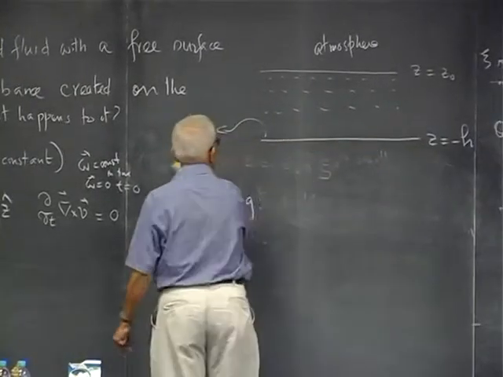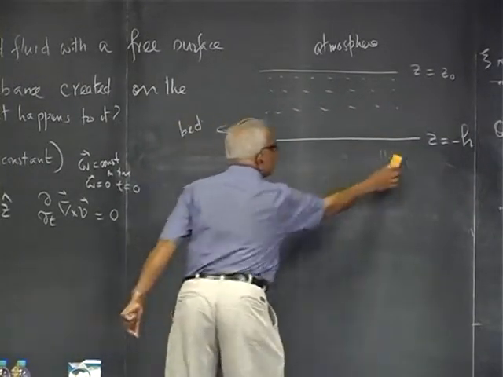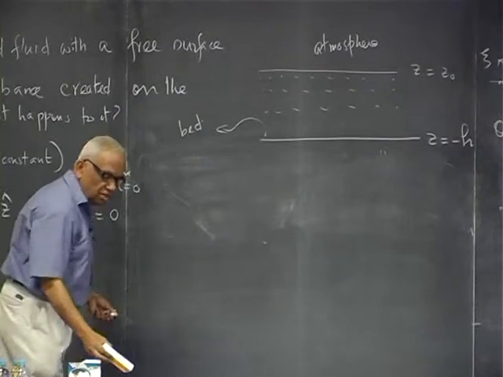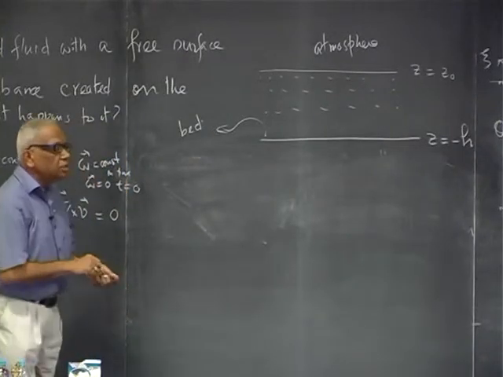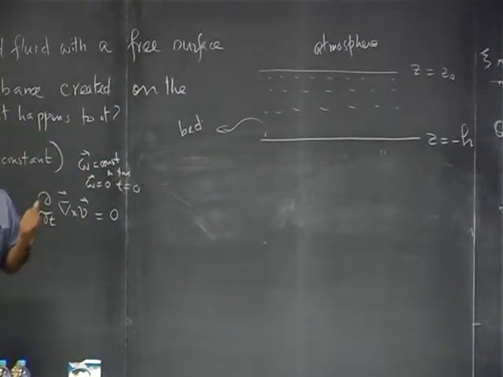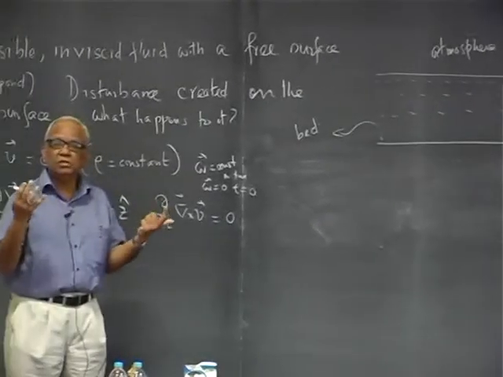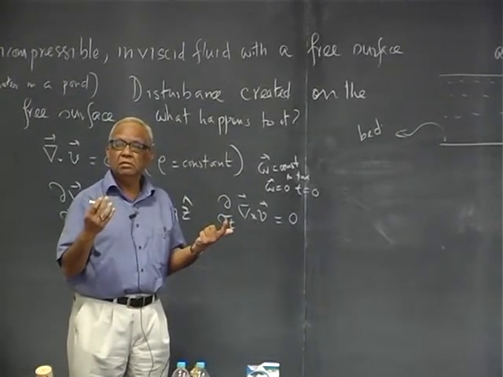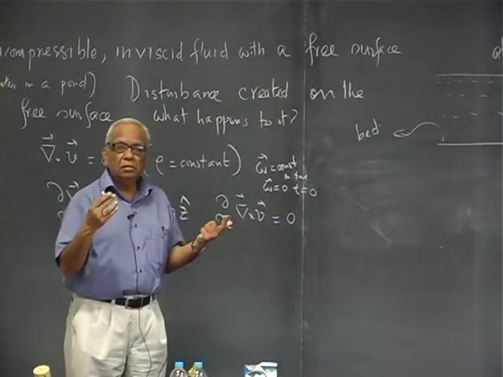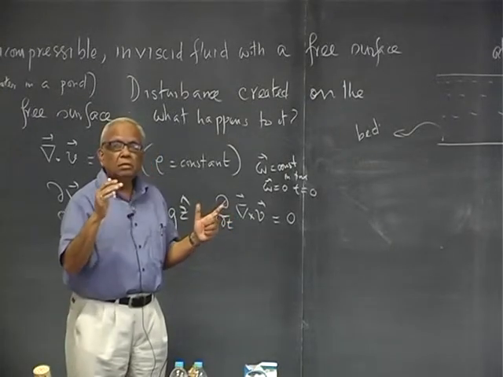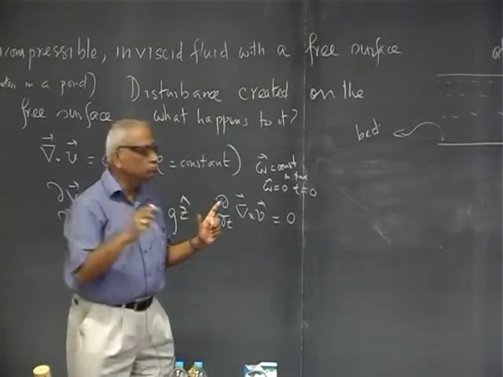Now it is the question of finding phi. So what is the equation that phi satisfies? I have to find phi. So what's the equation for phi? Del square phi equal to 0.